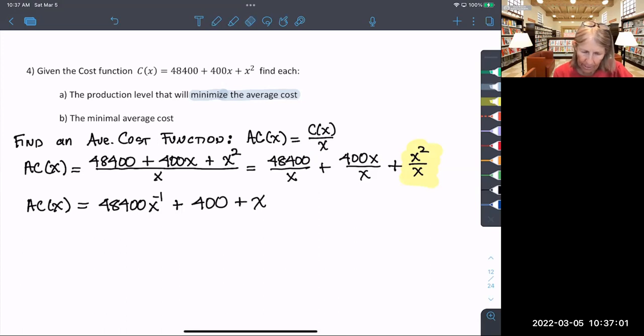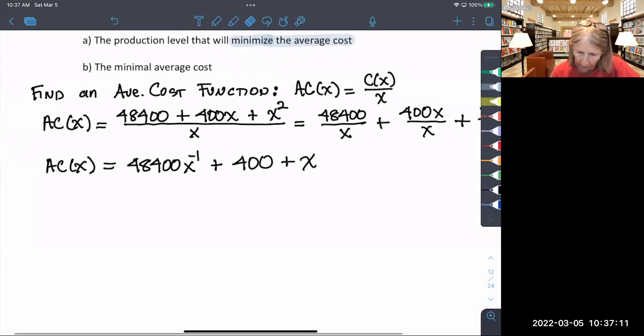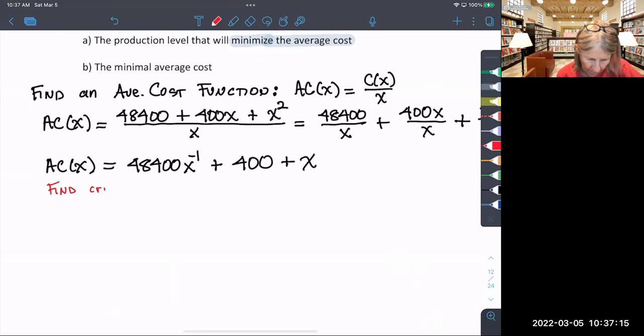Okay, I am ready to do the work now. So I have my average cost function and I'm trying to minimize it, get the lowest. Okay, so let's find our critical point and then go through that whole process. To get our critical point, we take our derivative and set the derivative equal to 0.